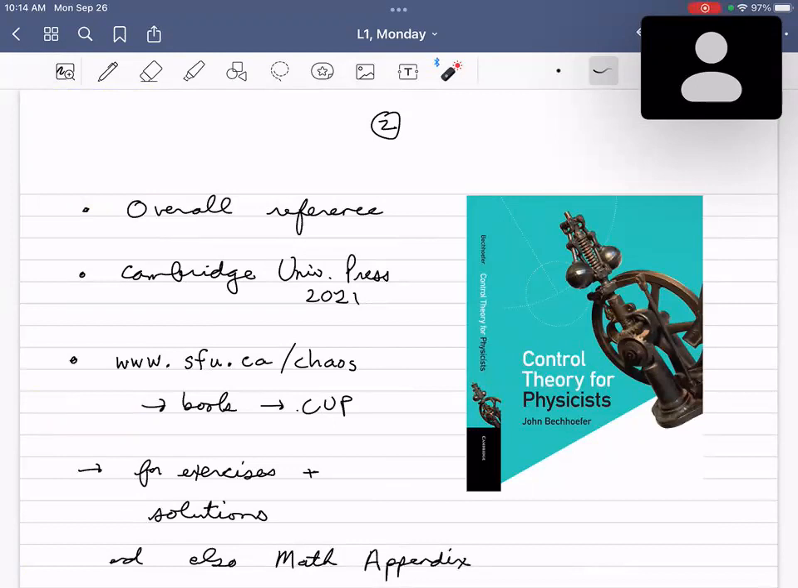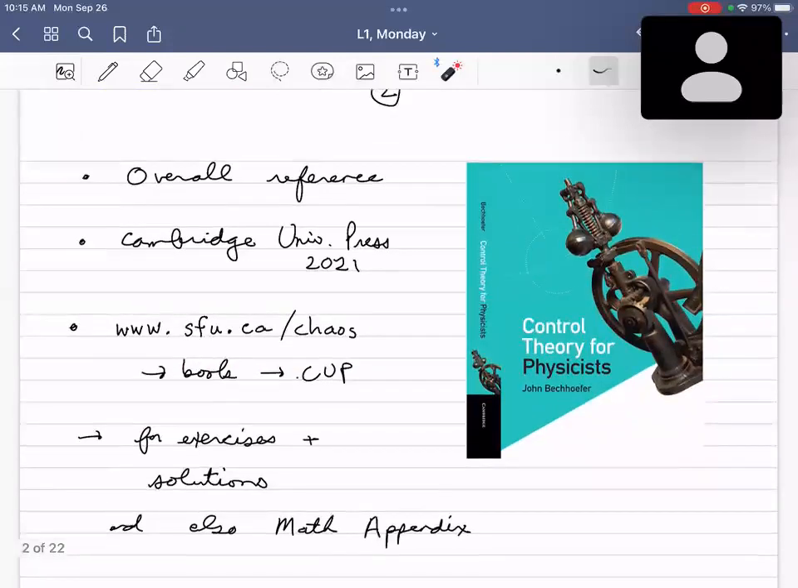So the book, this is the cover of the book, and that's the overall reference I'm using. If you go to my website here, there's a link to a page about the book, and then from there there's a link to Cambridge University Press, and there's some materials that you can download that might be helpful. In particular, there's two things. All the problems in the book, for better or for worse, have solutions on the web.